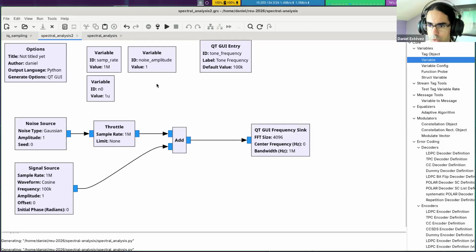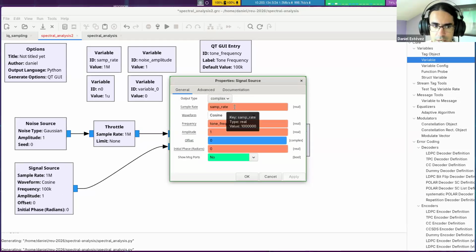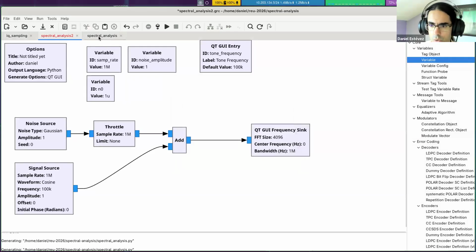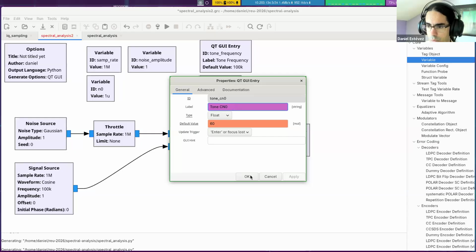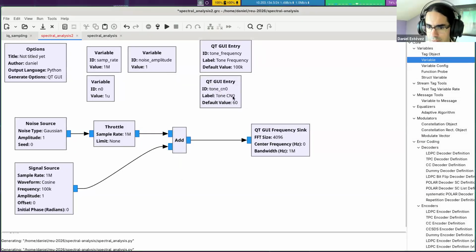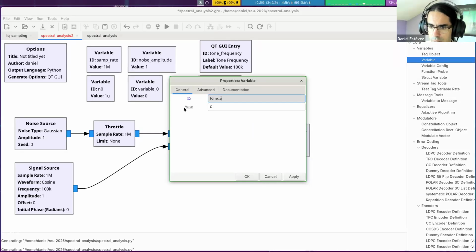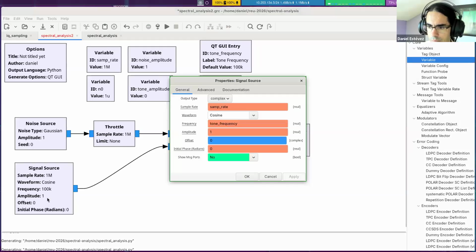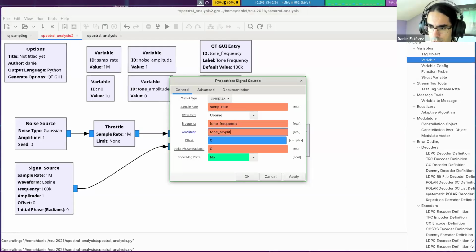Then what else do I need to do? I need to compute the amplitude of this narrowband signal. And I'm going to define a variable. Actually, this should be a Qt GUI entry, so I'm going to copy it from here. This entry is going to be used to set our tone CN0. And then we want to add a variable, which is going to be tone amplitude. We will worry about the formula in a second. I'm going to set the tone amplitude here.